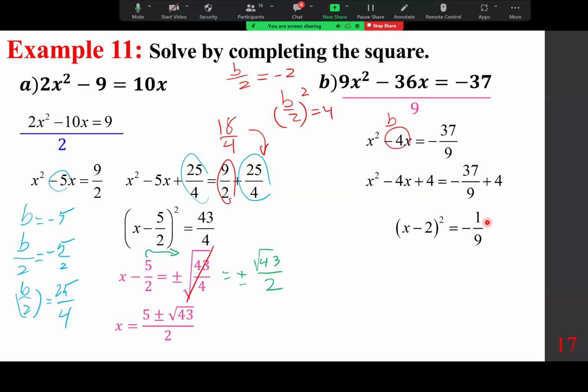So x minus 2 is plus minus the square root of -1 over 9, which is plus minus 1/3 i, because 1 over 9 comes out as 1/3, and a negative sign changes to i. We move the negative, and this is the final answer.